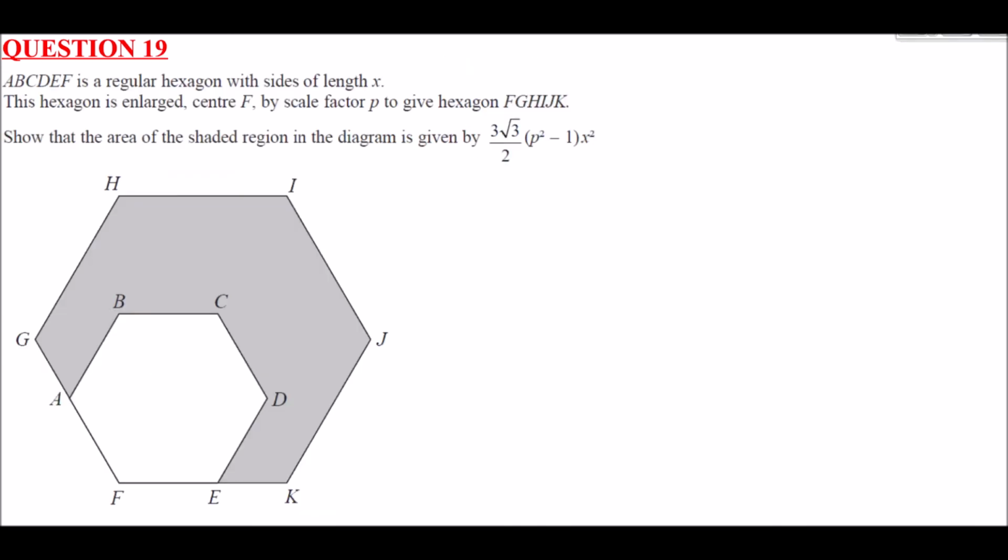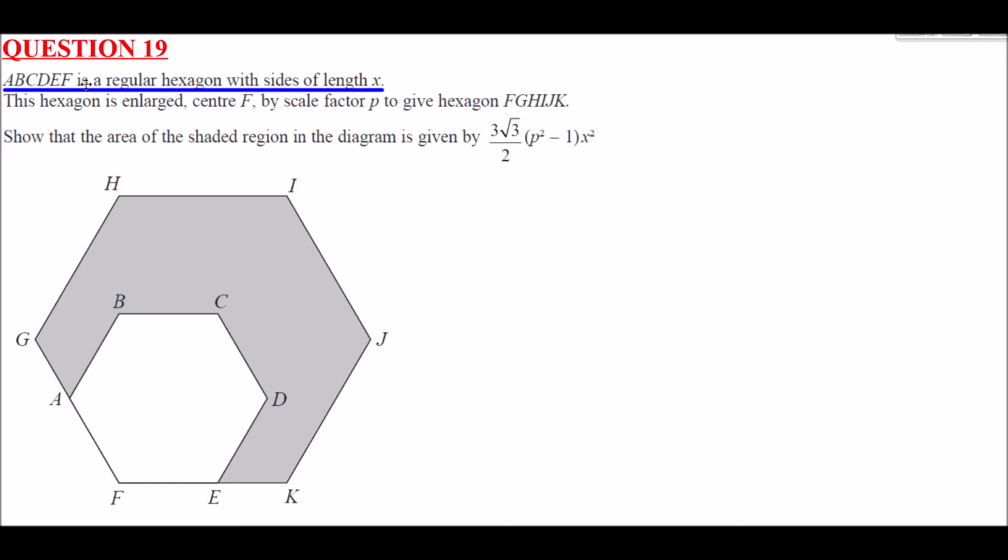Question 19, we've got 2 similar hexagons. So we've got A, B, C, D, E, F, which is a regular hexagon with sides of length x. So enlarged from that by scale factor p is this much bigger hexagon in grey, F, G, H, I, J, K. We need to show that the shaded region is given by this horrible looking thing here, 3 root 3 over 2, brackets, p squared minus 1, close brackets, x squared. This is where the questions get pretty nasty towards the end of the paper, so let's unpick it together.